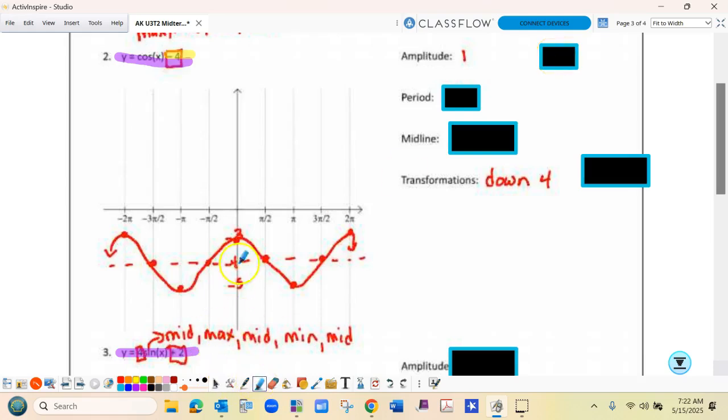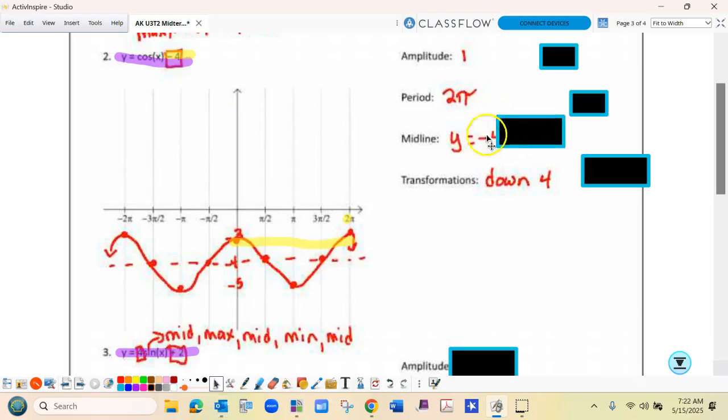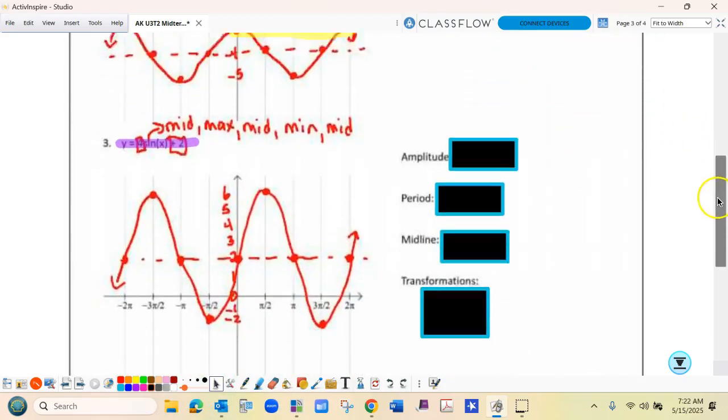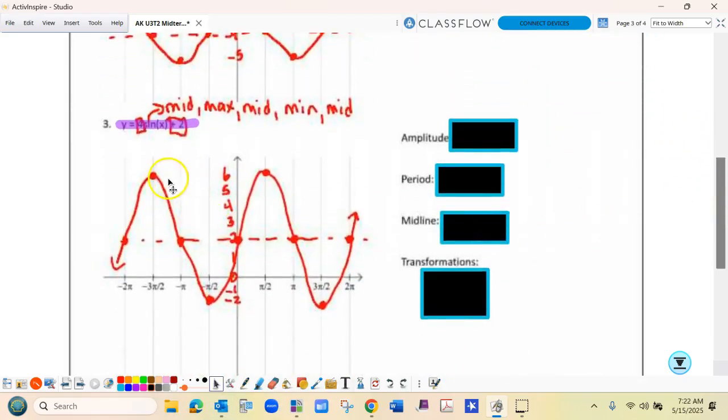Our period goes from the y-axis, the max to the max. Again, my period is 2 pi. My midline comes from the minus 4. Make sure it's an equation. Y equals negative 4. Next equation, 4 sine x plus 2.